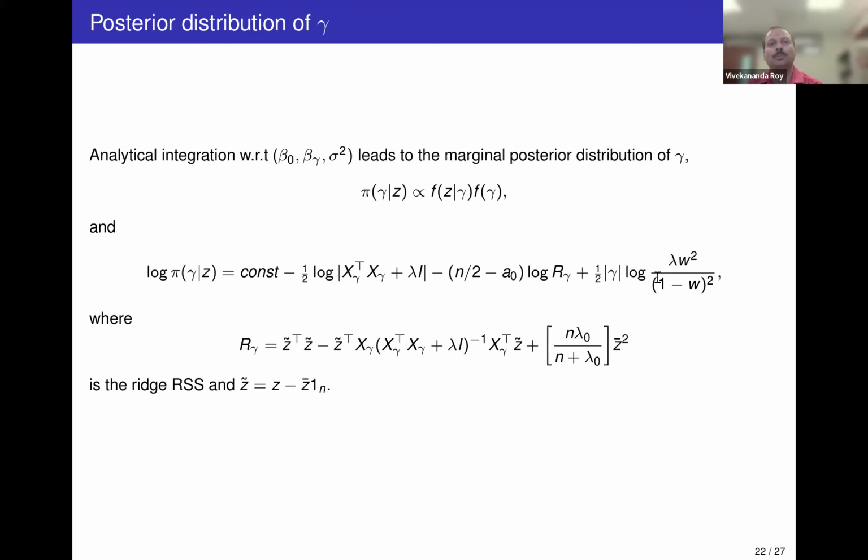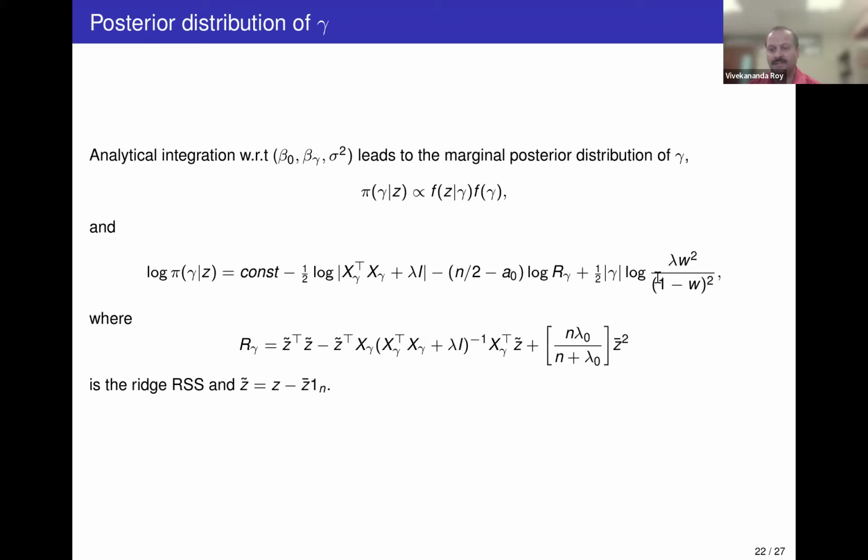The fact that we are using normal conjugate prior on beta and sigma square, the inverse gamma prior, conjugate prior, we can integrate them analytically out from the posterior. And the target PMF of the gamma is available in closed form after normalizing constant.